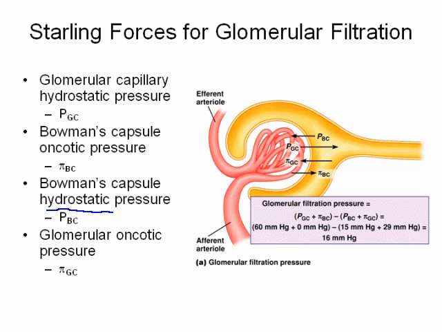There is, of course, a hydrostatic pressure within Bowman's capsule itself. Its abbreviation is the uppercase P as well, with a BC rather than a GC. So this is shown here. As fluid filters out from the glomerulus into Bowman's capsule, of course, it builds up a certain amount of hydrostatic pressure that pushes back. So these two pressures tend to oppose each other. They're not equal in magnitude, but they are opposite in direction.